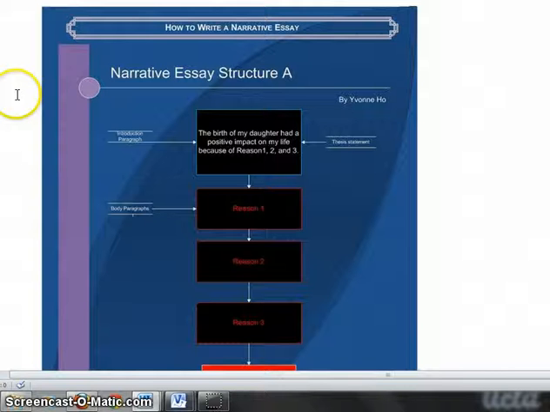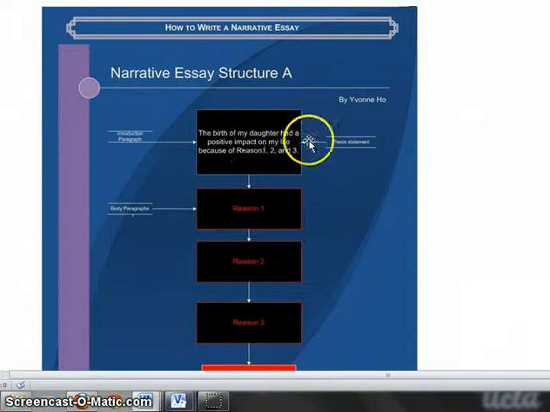And so there are two ways in which you can write your narrative essay. In this case, the essay topic is to write about something that has had a positive effect on your life. Now, in my class, I say that there are two different structures for which you can write this kind of essay. Structure A is what I call the expository essay format, in which you have a thesis statement.